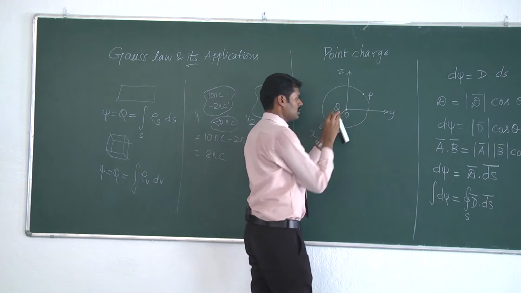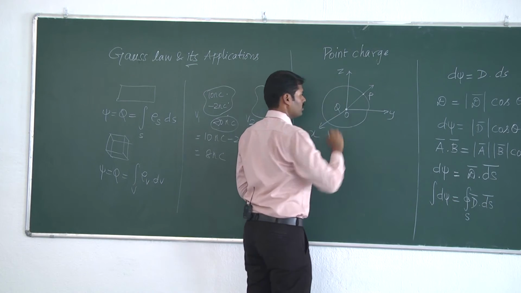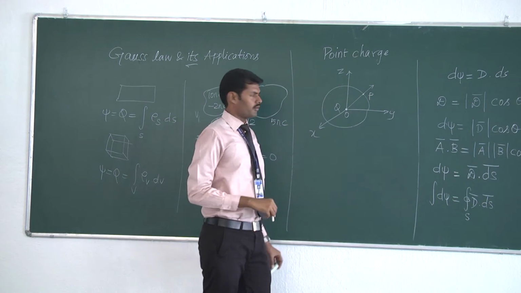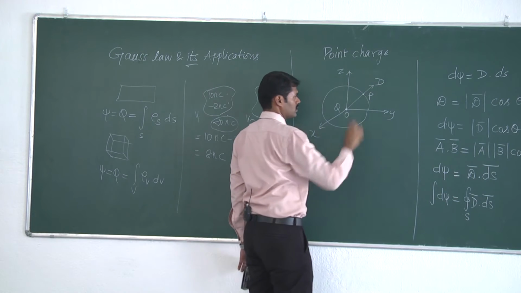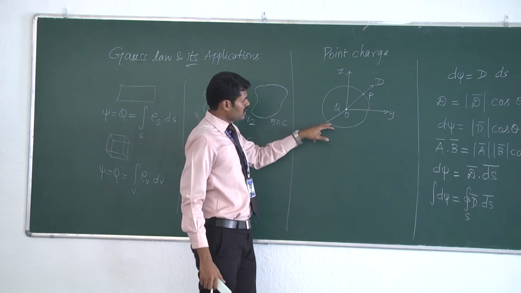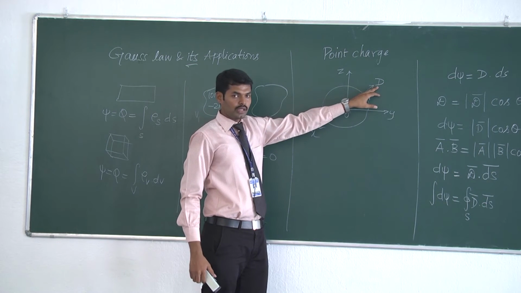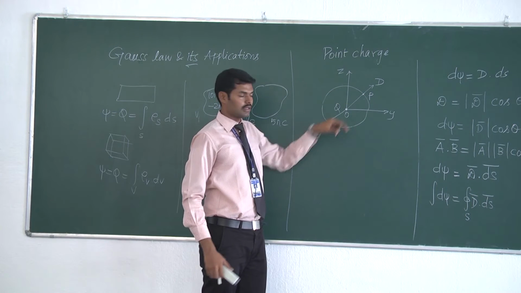If this is a positive charge, then we will have electric flux density which flows outside of this surface. So this is our electric flux density. See here, this is the Gaussian surface that we have considered. This electric flux density is normal to this Gaussian surface.